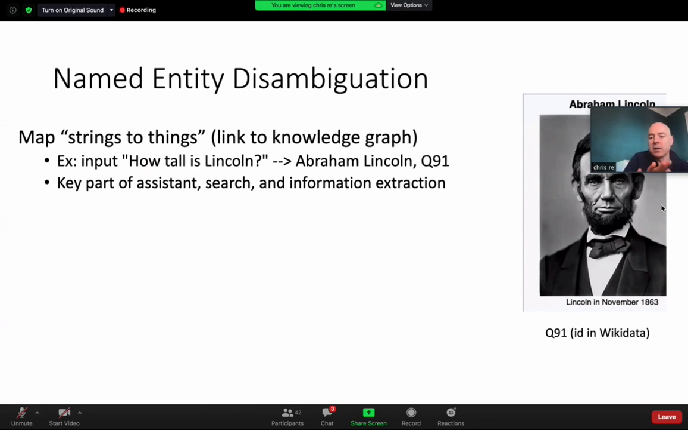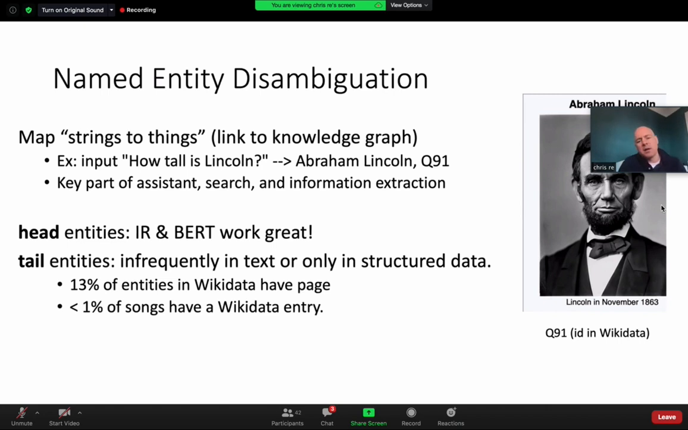We want to go from those strings to those concrete mappings about real-world objects, and that's what we're going to talk about. As I mentioned, it comes up in assistants, search, and information extraction. Now, you probably think about this problem and think, well, it's got to be solved. We have lots of fancy tools, and those fancy tools are great. I mean, they've been really spectacular.